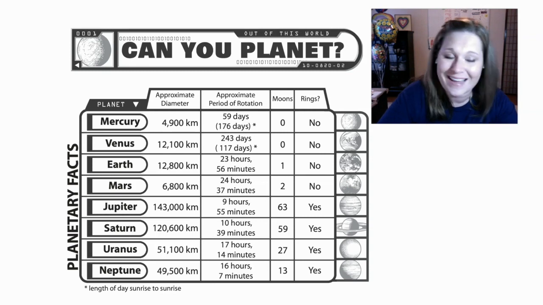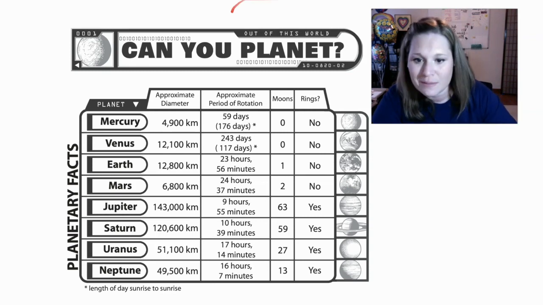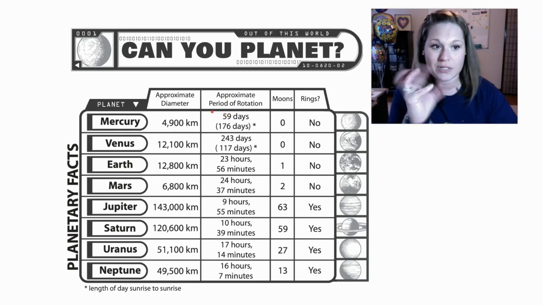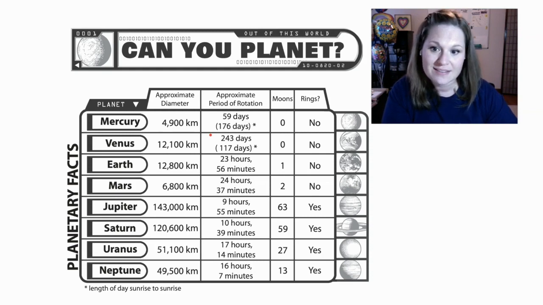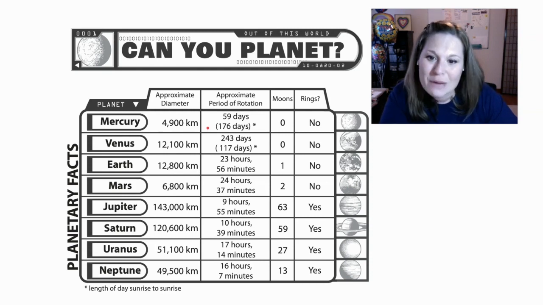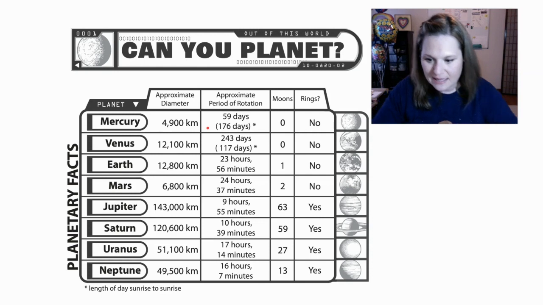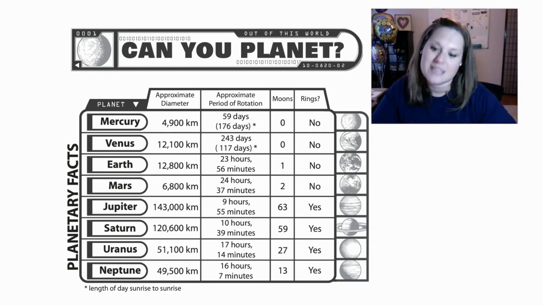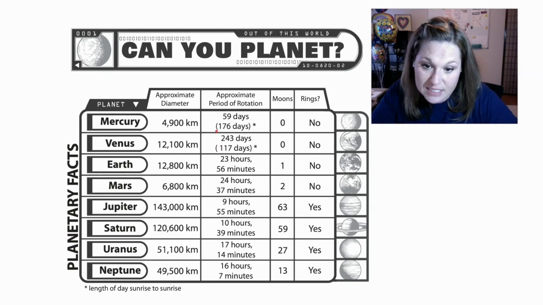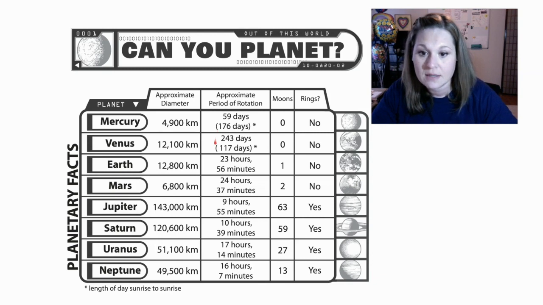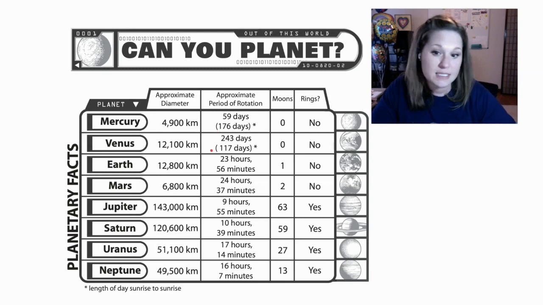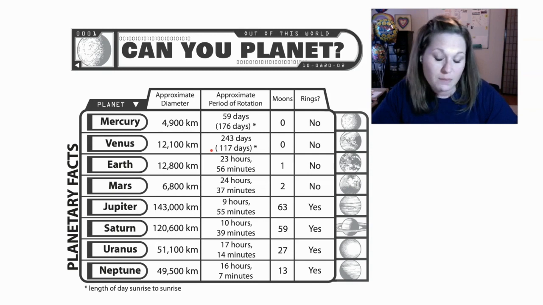Now I skipped. I kind of look all over the place when I look at charts, but look at Mercury. 59 days is how long it takes for it to completely spin on its axis. And Venus, 243 days. That's a long time, isn't it? So, wow. And it has these little asterisks next to them. It says length of day, sunrise to sunrise. So it's saying that that's 176 days for it to go from sunrise to sunrise, 117 days to go from sunrise to sunrise. So that's what that info is.